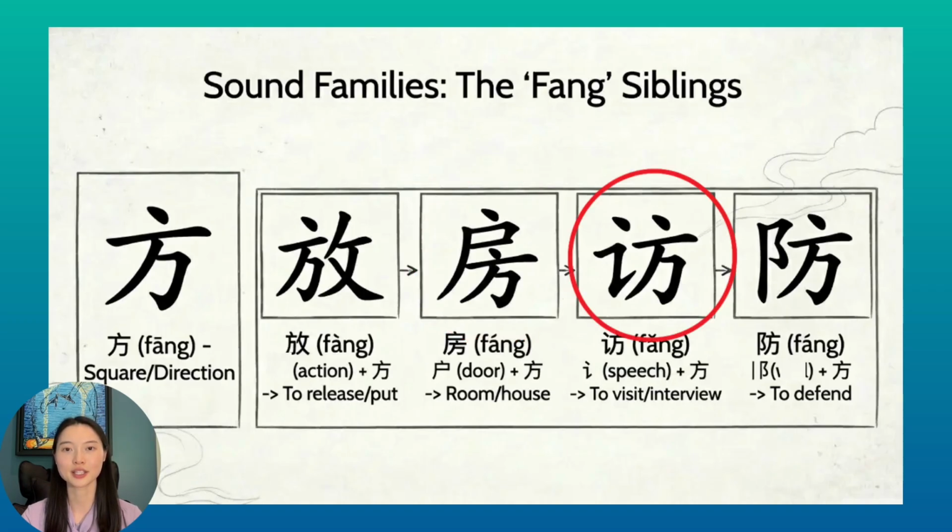访, to visit. Speech plus 方, going somewhere to talk with someone. 访问. 防, to defend, prevent. 提防, to guard against. Same sound, fang, each meaning component pointing to a different word.